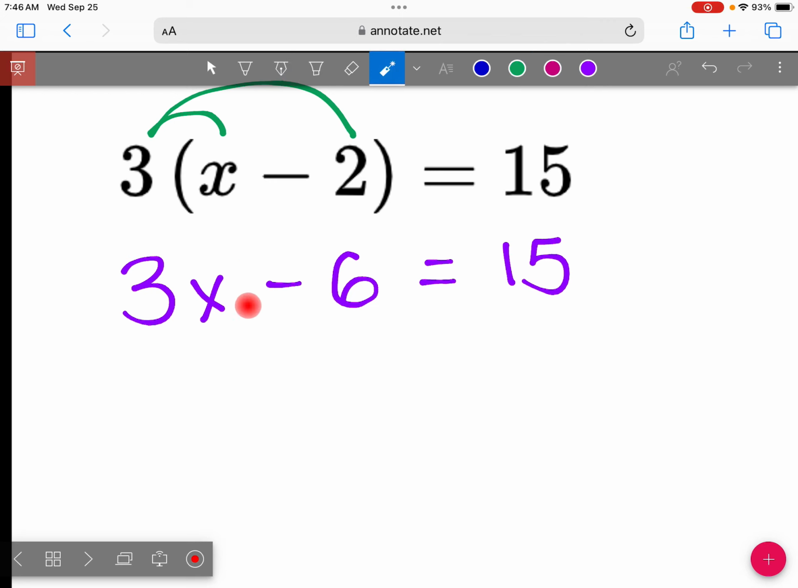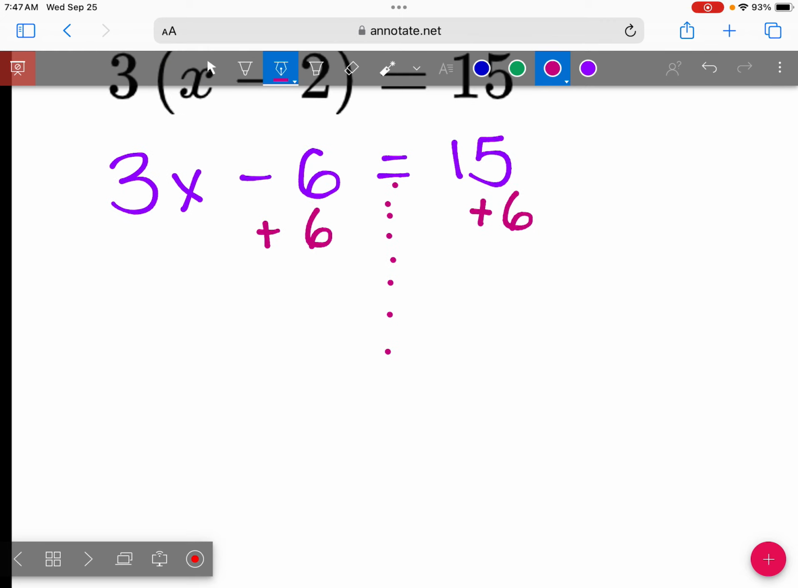Plus 6 on both sides. My 6 is being subtracted, so I need to do the opposite operation to get it to leave. So we're going to add 6 on this side of the equation. Remember, this is where we're crossing. So we add 6 over here. Crossing the equal sign. So I'm going to have my 3x is all that's left over here because my 6 and my negative 6 canceled out. So we have 3x equals what?